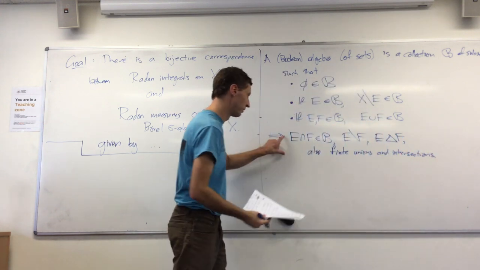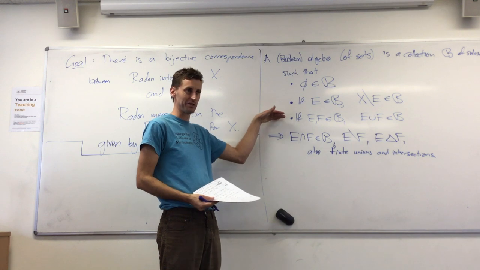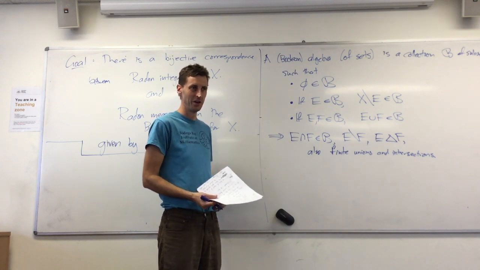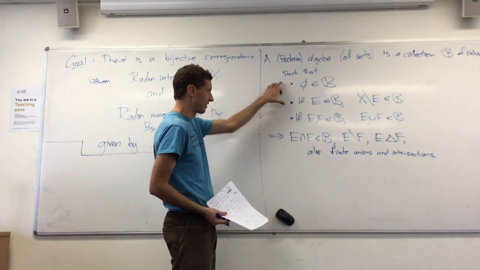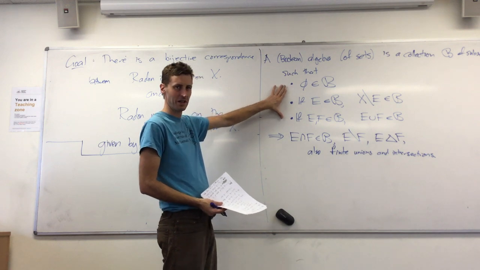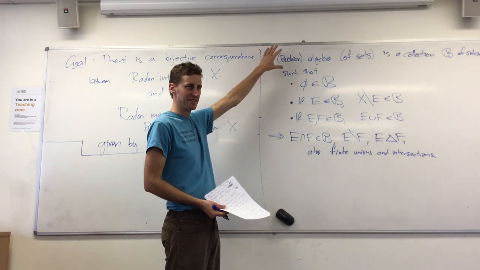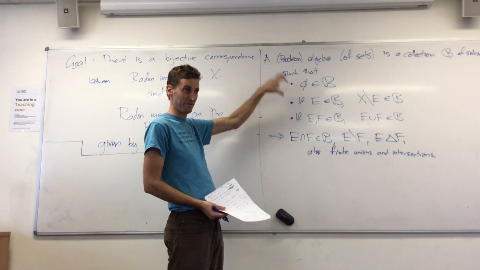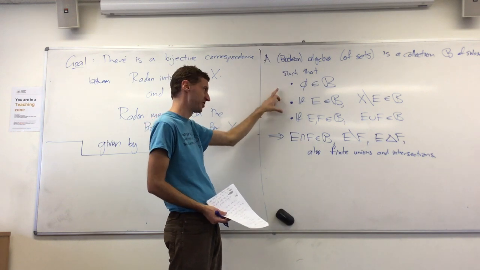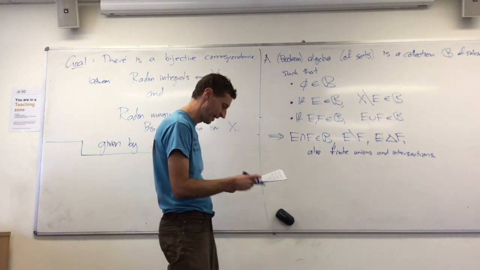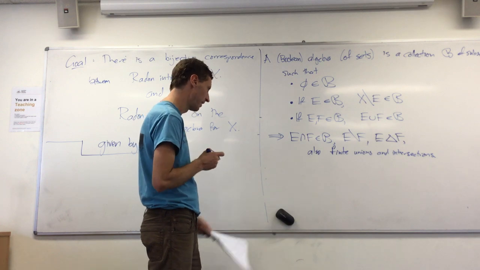So you could, of course, put all of these things in as extra conditions on being a Boolean algebra, because they're just always true. I think the idea is to put as few as possible, so that if someone shows you a collection of sets and your job is to check that it's a Boolean algebra, you've got as few things as possible that you need to check. But you're welcome to use all these other facts as you go.